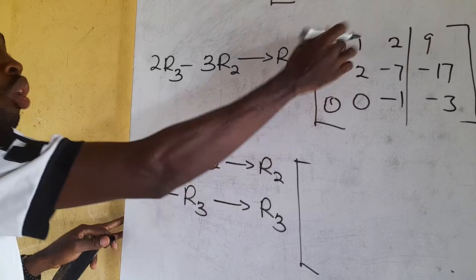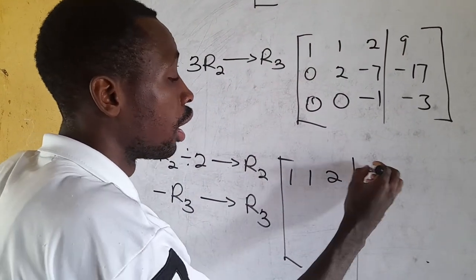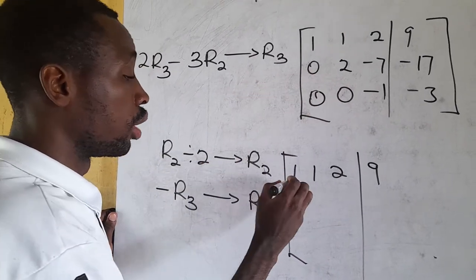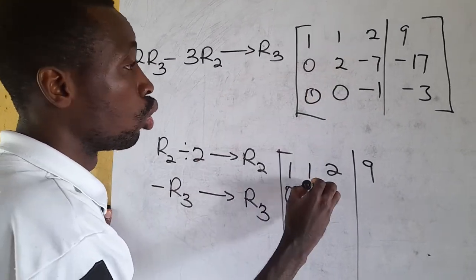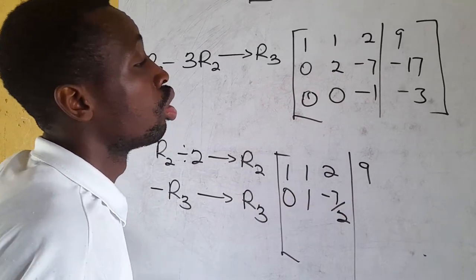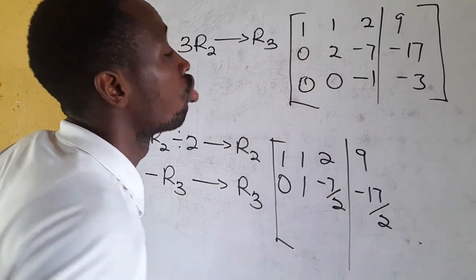The R1 is already 1, so we don't have a problem. So 1, 1, 2, then 9. So 0 divided by 2 will be 0. 2 divided by 2 will be 1. Negative 7 divided by 2 will be negative 7 over 2. Then negative 17 divided by 2 will be negative 17 over 2.